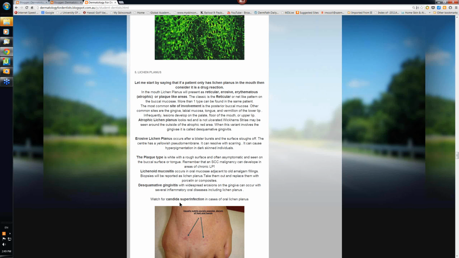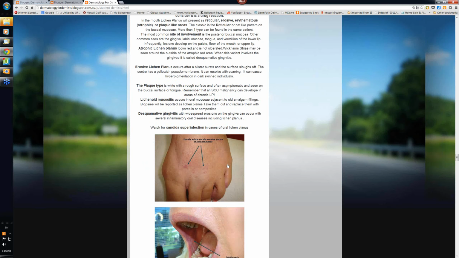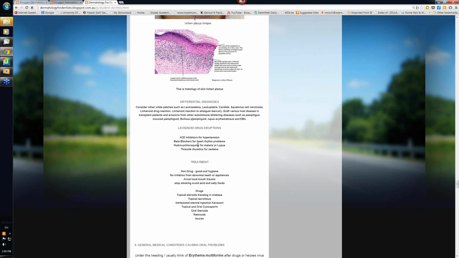And that little tip there, watch for Candida superinfection. Treat that with antifungal lozenges, amphotericin lozenges. And if a patient only has lichen planus in the mouth with no skin manifestations, then consider that it might be a drug reaction and look at that list of drugs that they might be on. There are more than these. These are the commonest. But think about drugs as a cause of their oral lichen planus, because if you can remove a causative drug, you can fix their problem.